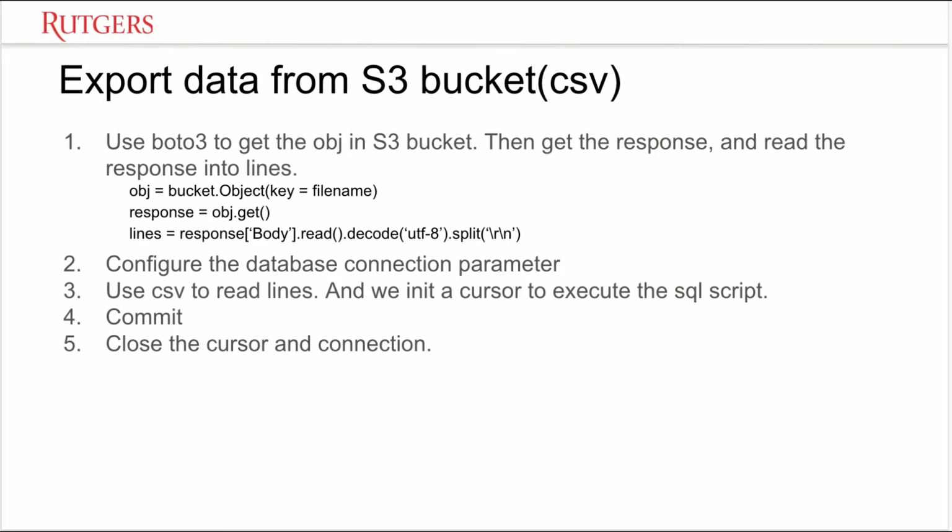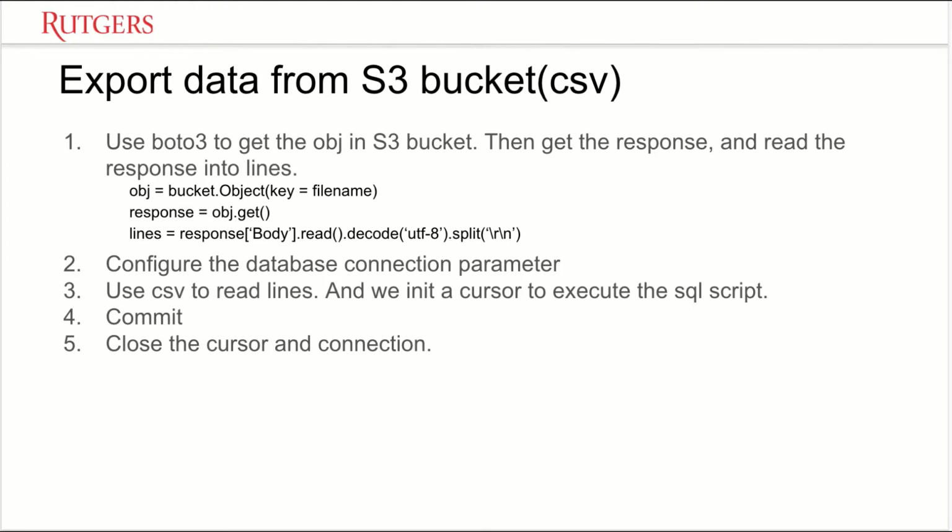Secondly, we configure the database connection parameters like we said before, host, port, and so on. Thirdly is to use CSV to read lines, and we init a cursor to execute the SQL script and commit and close the cursor and connection.